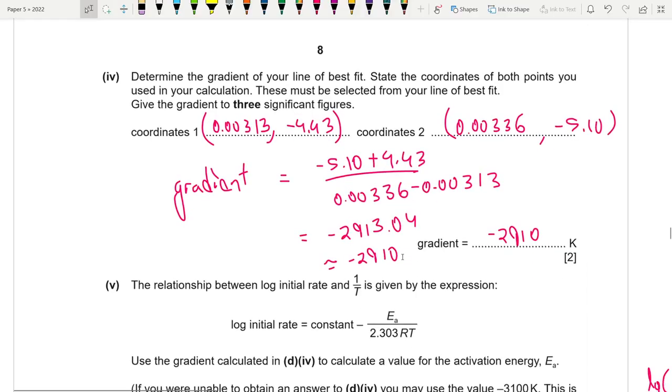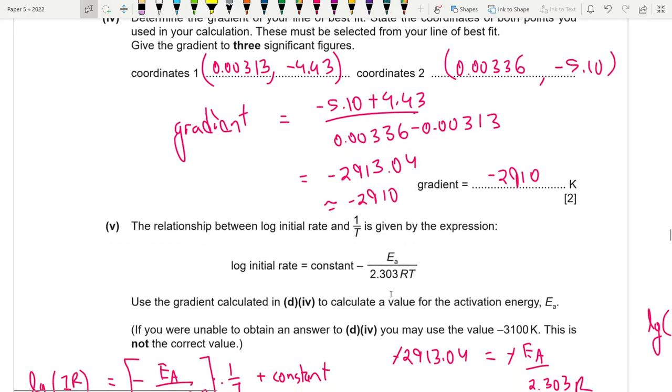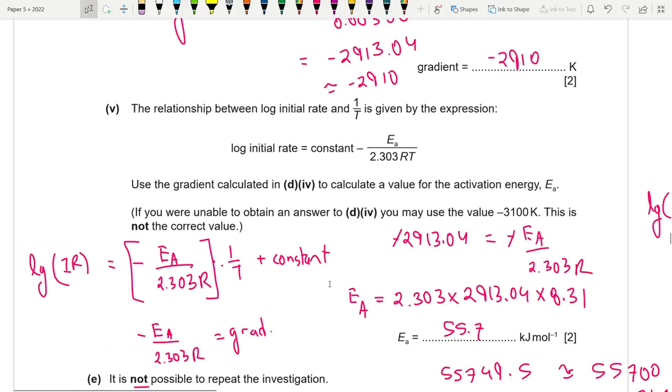Okay, next. The relationship between log initial rate and 1 by T is given by this expression. Log initial rate is equal to constant minus activation energy divided by 2.303 RT, where R is the molar gas constant, 8.314. Use the gradient in D4 to calculate a value for activation energy.